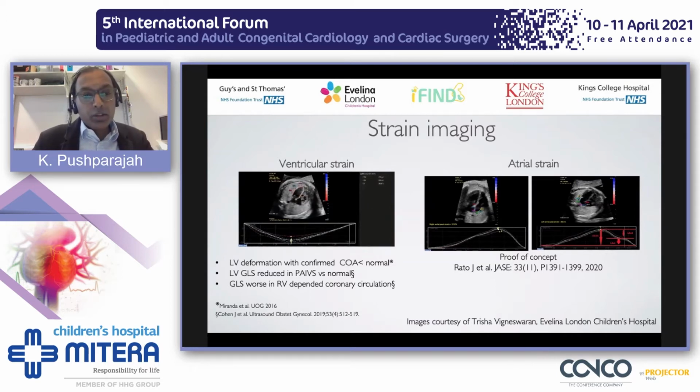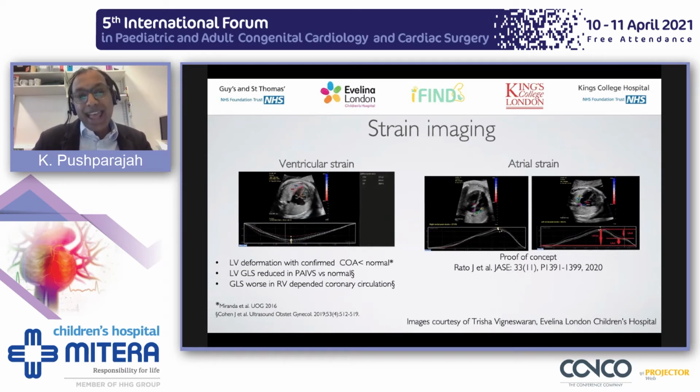And then another group have now reported that the global longitudinal strain of the left ventricle is reduced in patients with pulmonary atresia with intact ventricular septum. And it's even worse in those with RV-dependent coronary circulation.